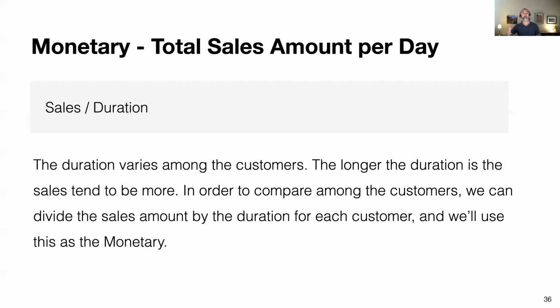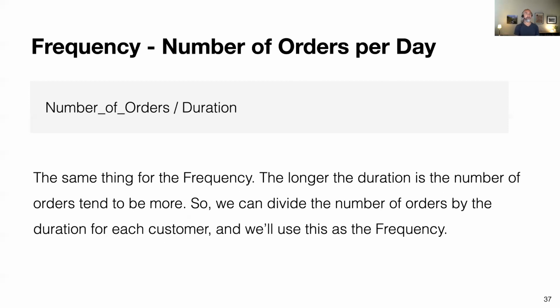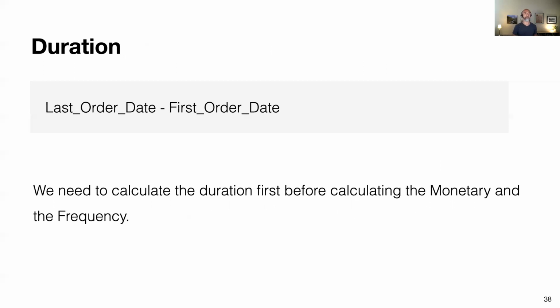So that's why we want to divide by the duration. That's where this whole per day thing is coming from. So this customer is 30 days or 360 days. Let's use that to divide the total sales for each customer. Then we get the total sales amount per day. Same thing for frequency, so we want to divide by the duration. Therefore, we need to calculate this duration.